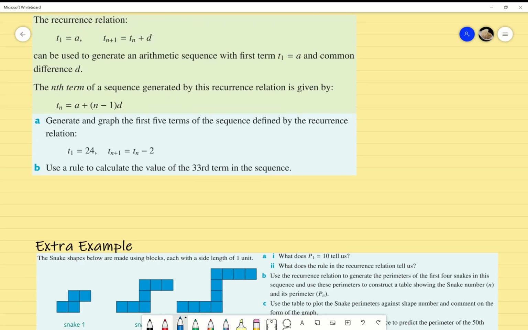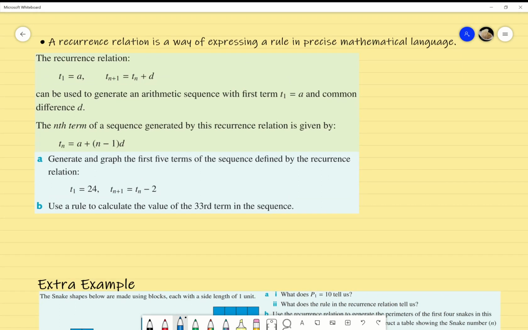I'm going to jump straight into this example. Generate and graph the first 5 terms of the sequence defined by the recurrence relation. Based off this recurrence relation, you're going to hear that word a lot. What is the first term? What's T1? 24, good. Now, according to the rule, with each new term, we're minusing 2. The common difference will be negative 2, but we're minusing 2 each new term.